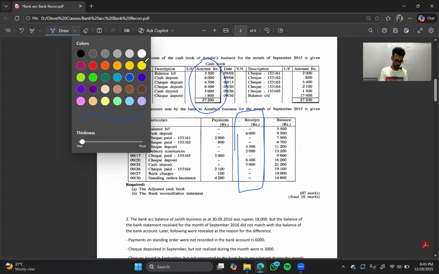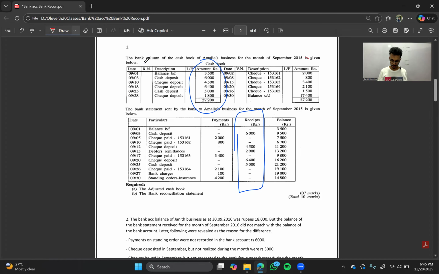And then you have to see whether these credit side items are there in this payment column. You have to see whether the debit side items of the bank account, the cash book, are there in the bank statement receipts. And then you have to see whether the credit side items are there in the payments column of the bank statement.